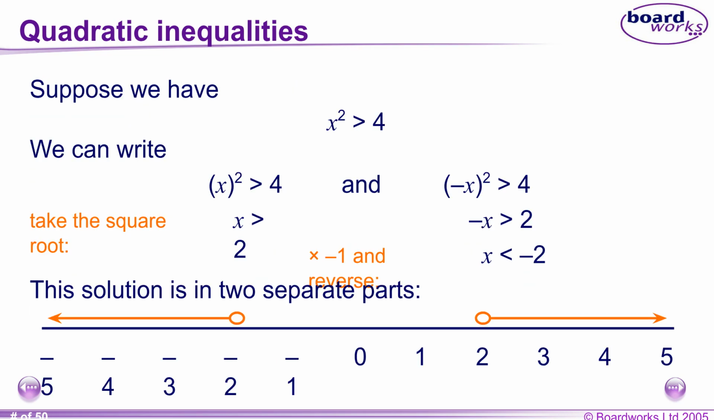For x² > 4, the separate inequalities are x > 2 or -x > 2. Multiplying the second by -1 and reversing the sign gives x < -2. Thus, the solution is in 2 parts: x < -2 or x > 2. This is shown on the number line.